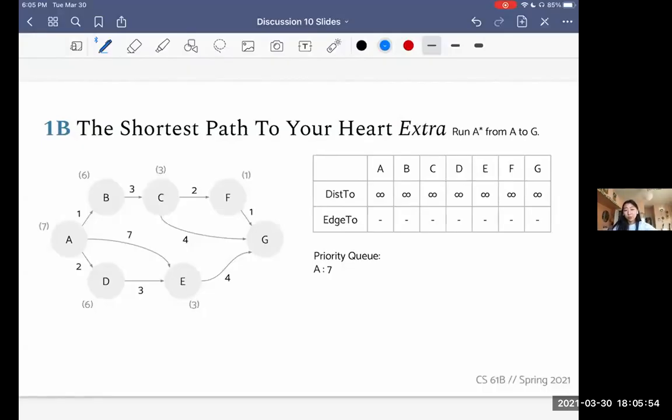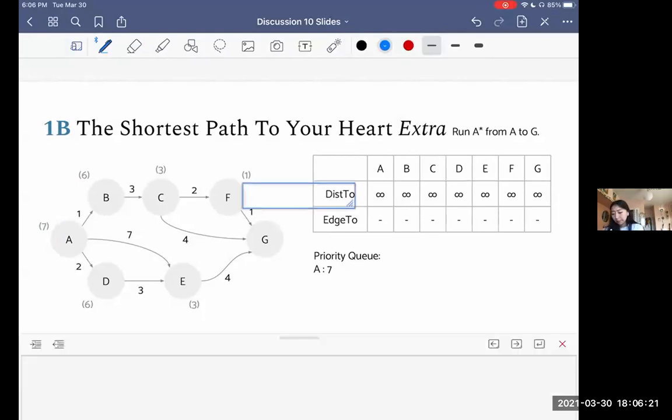We're now going to go over this extra problem, 1B, the shortest path to your heart, run A* search, starting at A, going to G. Before we jump into this problem, let's remember the high level differences between A* and Dijkstra's. We are starting at A and we have a specific goal in mind, G, and we have these heuristics given in parentheses that help us estimate how far a given node is from our goal G.